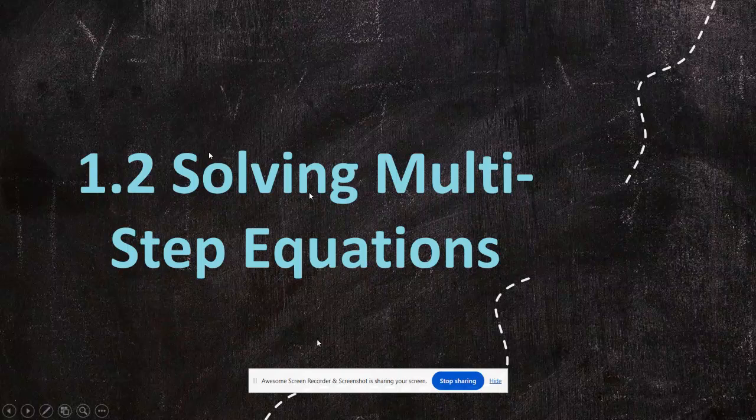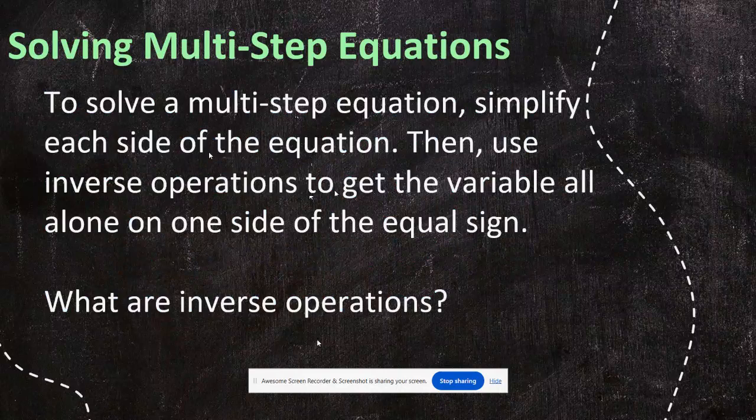This is lesson 1.2, solving multi-step equations. To solve a multi-step equation, we first need to simplify both sides of the equal sign, or each side of the equation. Then we use our inverse operations to get the variable all alone on one side of the equal sign. What are the inverse operations?